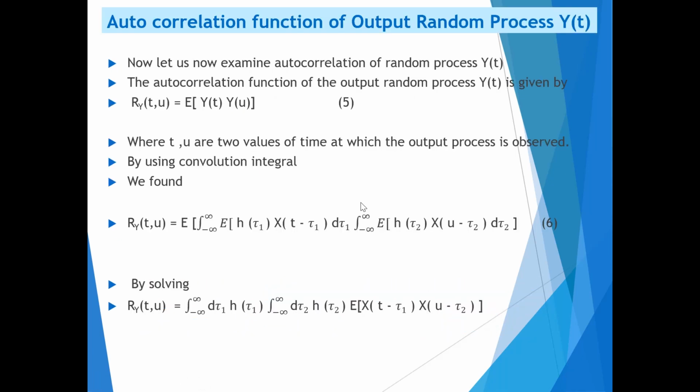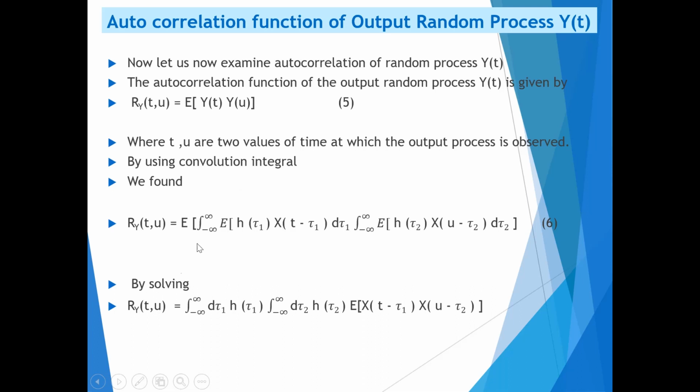Autocorrelation function of the output random process y(t). Now how to find this? Let us examine the autocorrelation of the random process y(t). The autocorrelation function of the output random process y(t), we can write as R_y(t, u), which is the expected value of the product of y(t) and y(u), where t and u are two values of time at which the output process is observed.